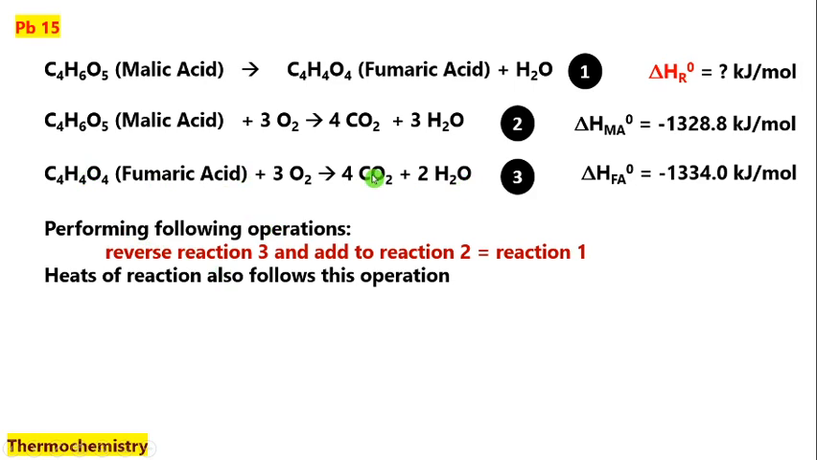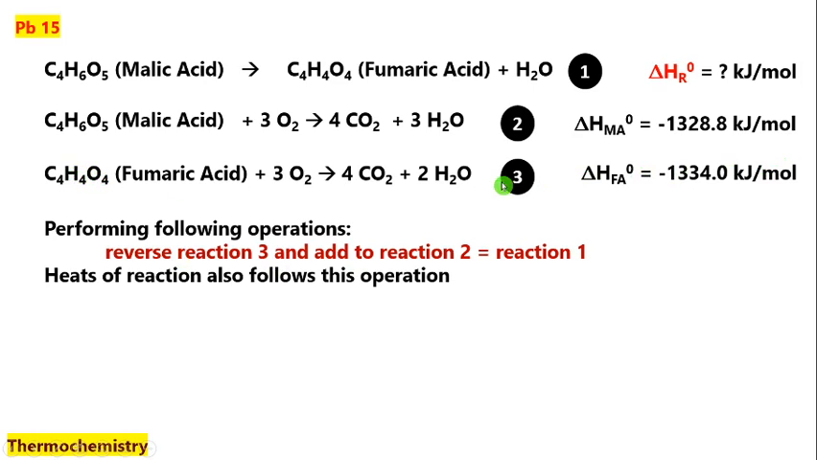Flip or reverse means what? Reverse the arrow mark. We write the products on the reactant side and the reactants on the product side. So it will read: 4 carbon dioxide plus 2H2O, arrow, producing fumaric acid plus 3O2. Meanwhile, the sign of this delta HF also changes. The standard heat of reaction for this will be plus 1334 kilojoules. Let me call it minus delta H.